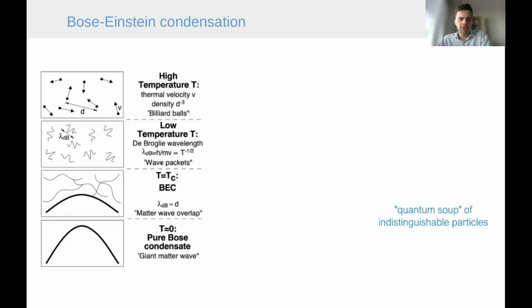So below the critical temperature, we will have this macroscopic occupation of the ground state, but we will also have some atoms still remaining in these higher energy states. Only when we decrease the temperature to absolute zero, we will have a pure Bose-Einstein condensate where all the particles are in the ground state. This fraction of particles which is in the ground state, we call a Bose condensate or Bose-Einstein condensate, and we can treat it as a giant matter wave or a quantum soup of indistinguishable particles.